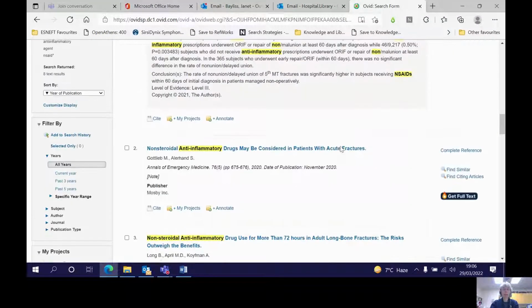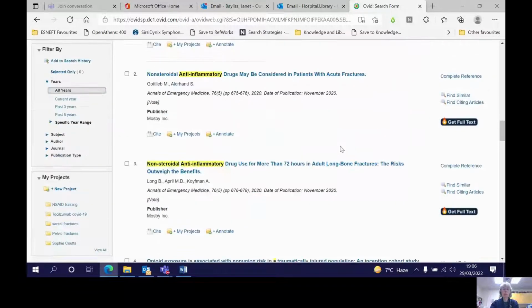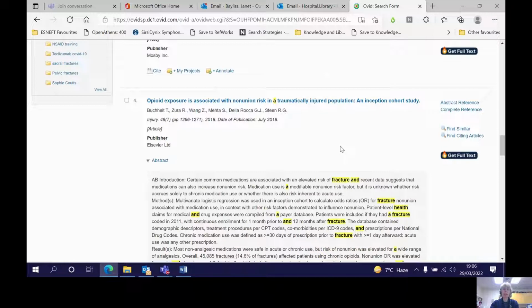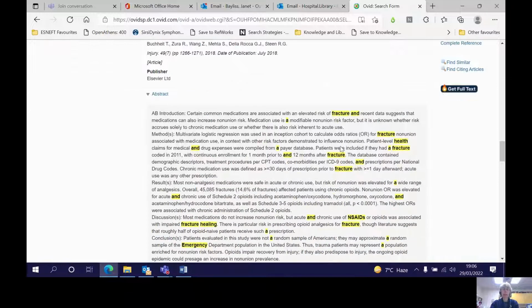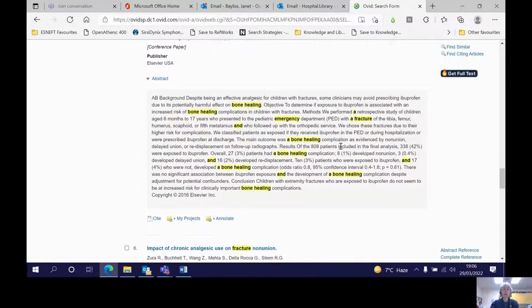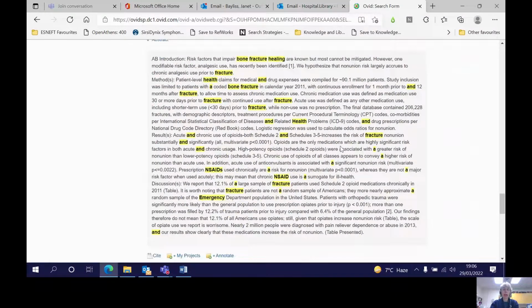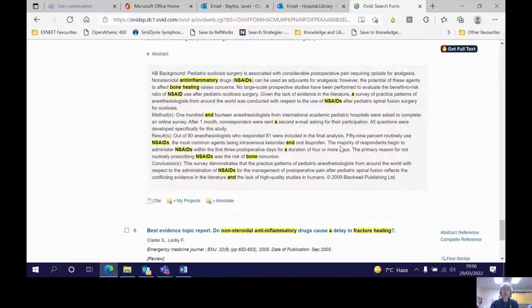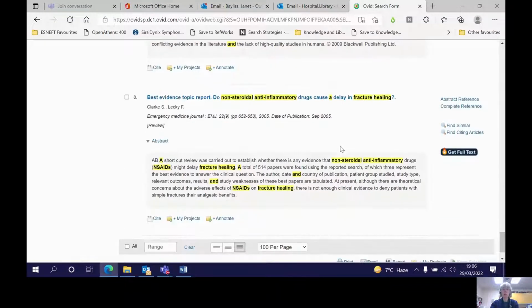So number 1, number 2, number 3, the number 4, which is not specifically on the subject, but has some relevance. Then there's also some to do with children. And then finally, there's mention of something in surgery. And then also right at the bottom, that old one.